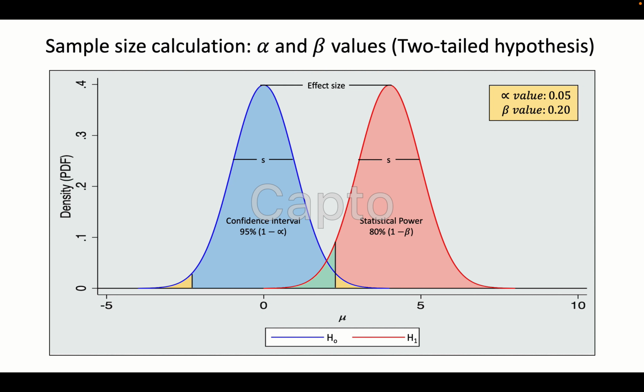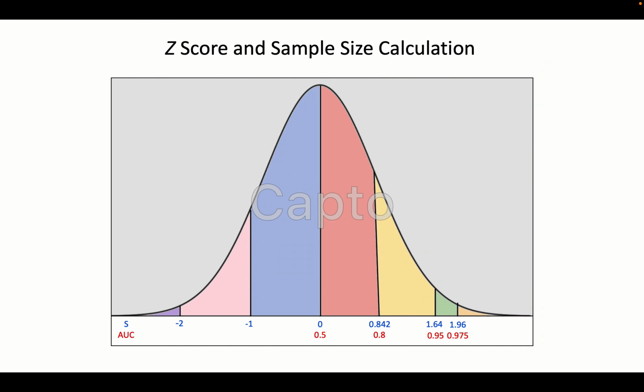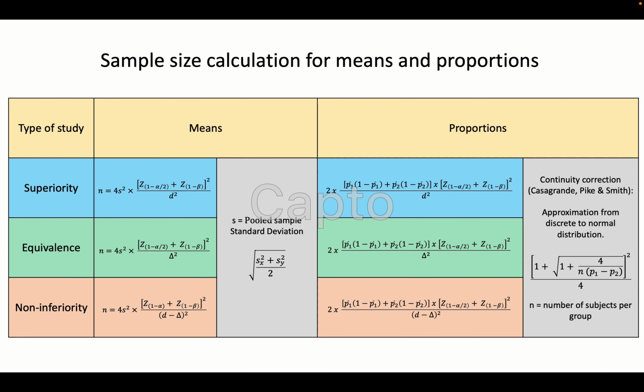So hopefully you realize that in order to calculate the sample size, we have four very important components, four key components. The first one is given by the effect size, right? And the effect size, again, is here, in this case represented by D.